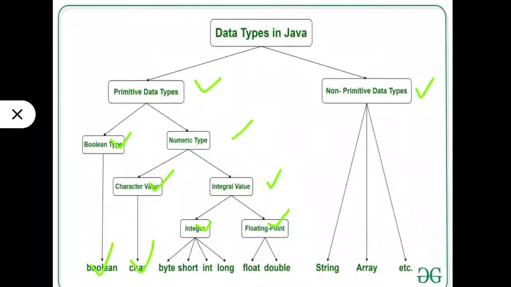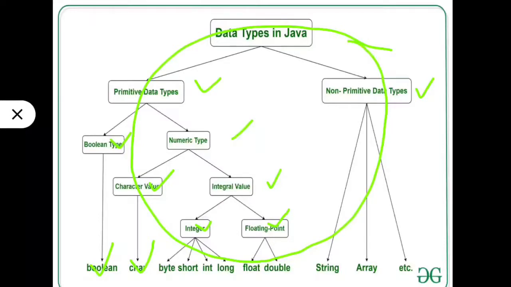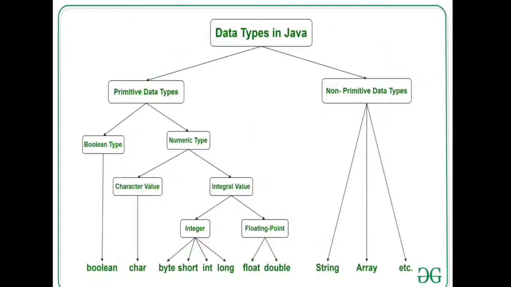Then non-primitive data types are string, array, interface, class, object, etc. That all are non-primitive data types. This is the graphical representation of the types of data types. Then next we will proceed.